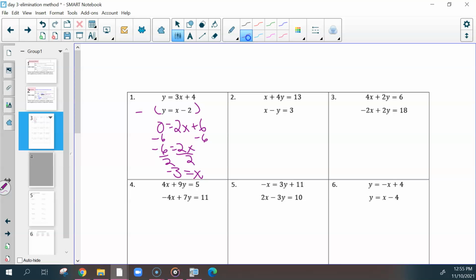After we find our x, we can put that back in and find y. It does not matter which of these you use. You can put it back into either one. I'm going to use this one, the bottom one. Y equals negative 3 minus 2. So y equals negative 5. Once you have your x and your y, you can put those together as an ordered pair.